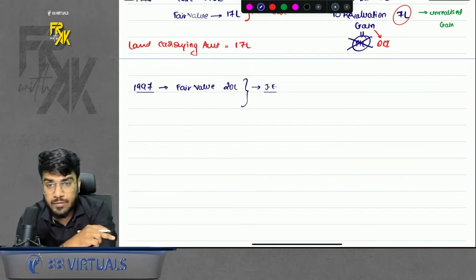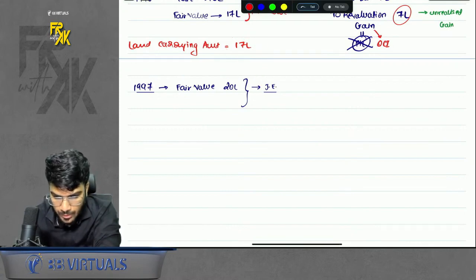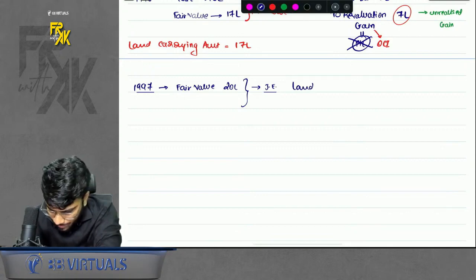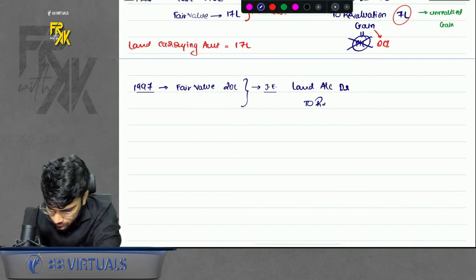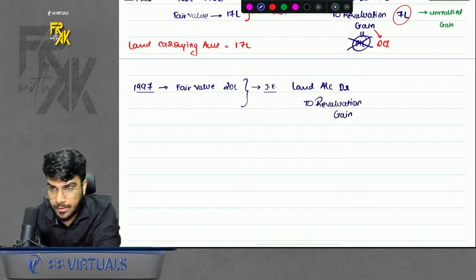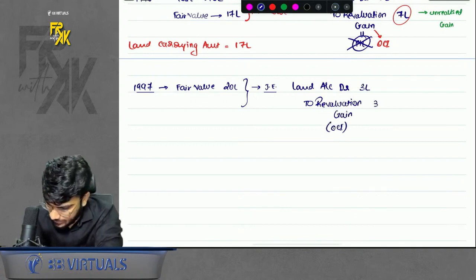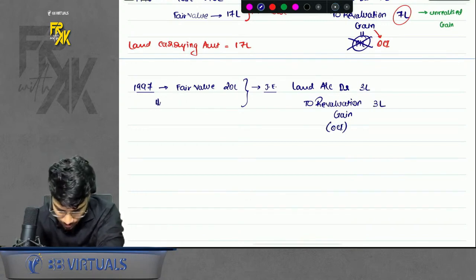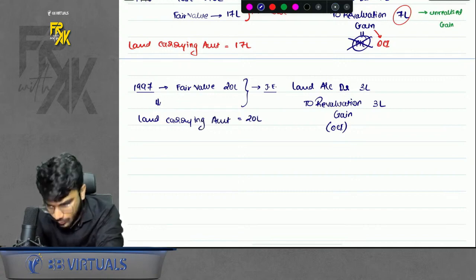What will be the entry? Now your carrying amount was 17. Now it went up to 20. Perfect answer, Rishi. Perfect, Nishita. Perfect, everyone. So the entry will be: land account debit to revaluation gain. We have not sold the land, so again this will be shown under the head of OCI. The amount will be 3 lakhs. And land's carrying amount will now be 20 lakhs.